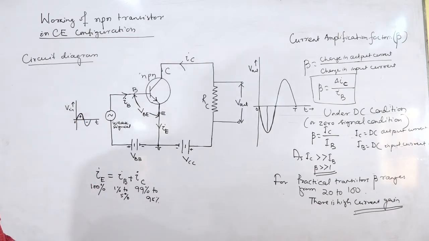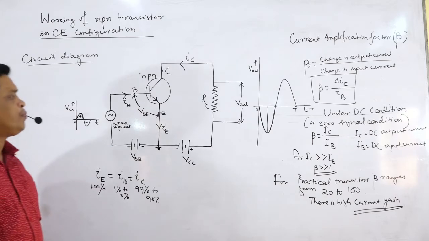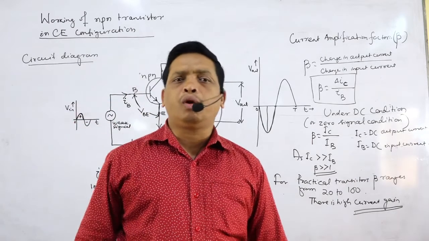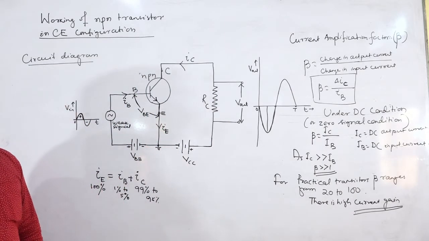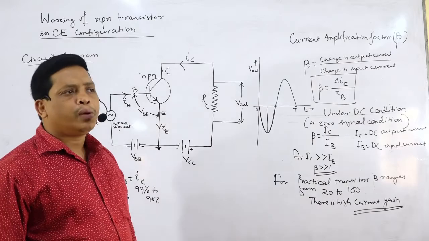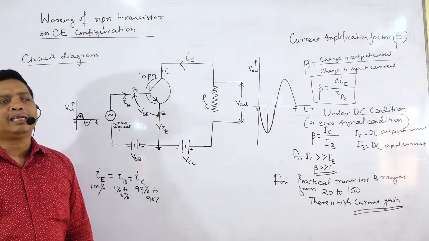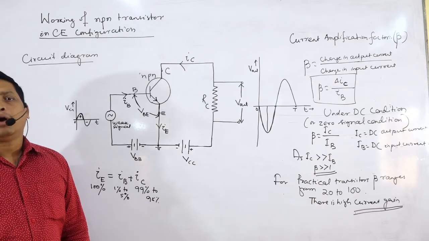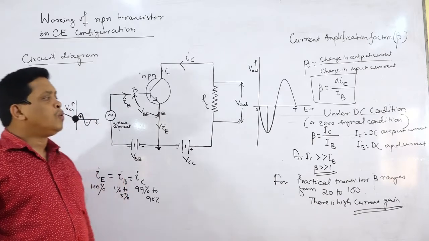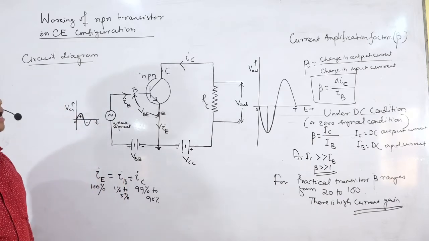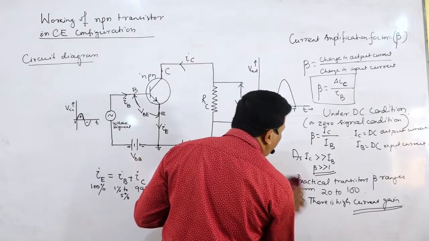Then we shall discuss the input and output characteristics. As I have told you, characteristics means a VI characteristic, the graph plotted between voltage and current. That is called voltage and current graph, or VI graph, or VI characteristic. There are two sets of characteristics: one set is the input characteristics and the other set is the output characteristics.